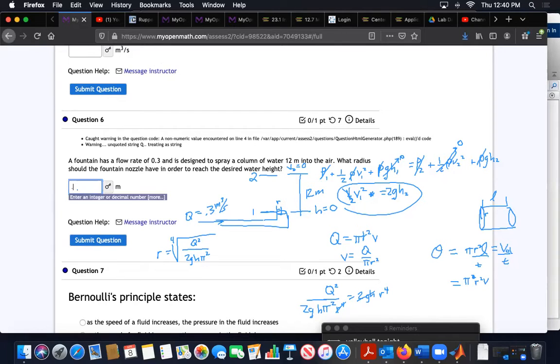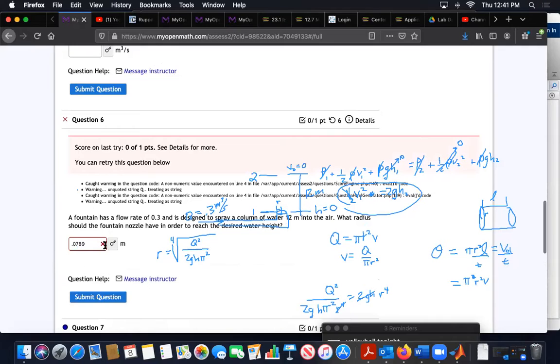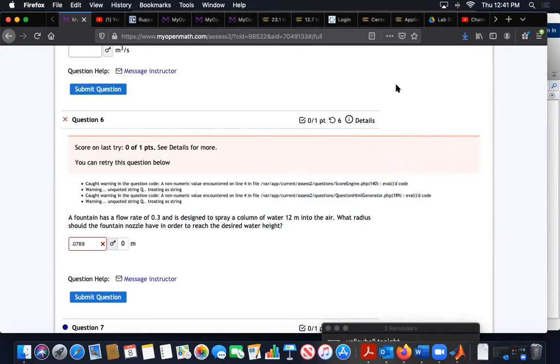So I'm going to go ahead and plug that in and see if it works. 0.0789 meters. Actually, I don't even have to plug it in, but I can just check the key. Whoop, it doesn't like that. It says 0 meters. That must be the error. The error is in the way the answer is formatted. But that should give you the correct answer. Let me go take a look and see if I can fix that error really quick.